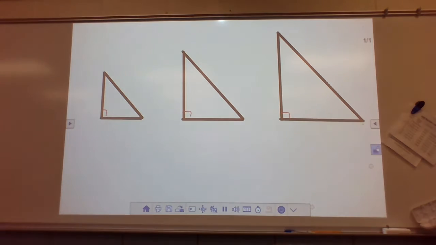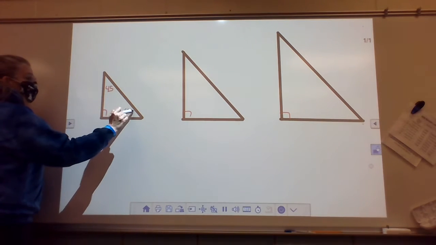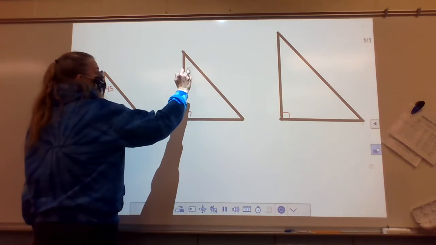And today we're going to start looking at special right triangles. And I see far too many of you staring at a screen. So stop staring at a screen and start staring at my board. So the first type of special right triangles are 45, 45, 90. So I'm going to mark all of these as 45, 45, 90s.